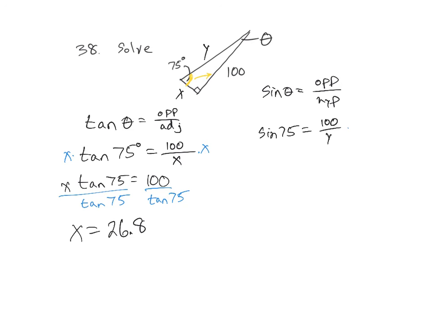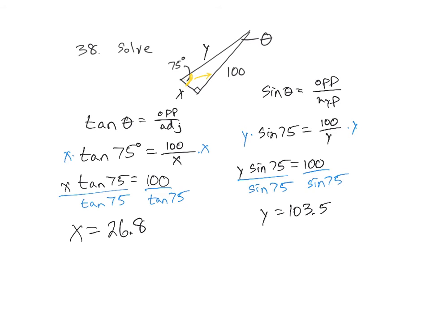So now we multiply by y to get it out of the denominator. And we have y sine of 75 equals 100. And we divide off the sine of 75 at this point. And again, just use your calculator, and you will get y equals 100 divided by the sine of 75. And I get 103.5. So those are not degrees. Those are the lengths of those legs.